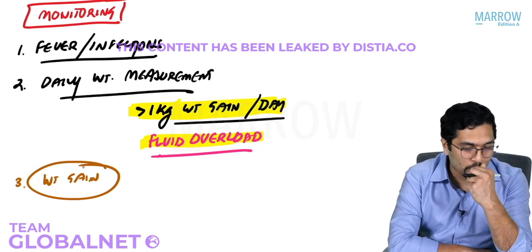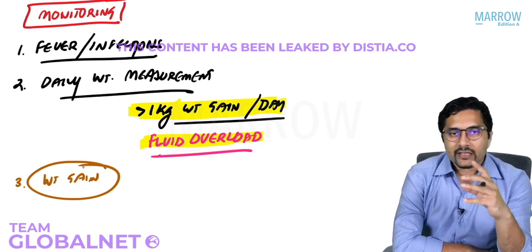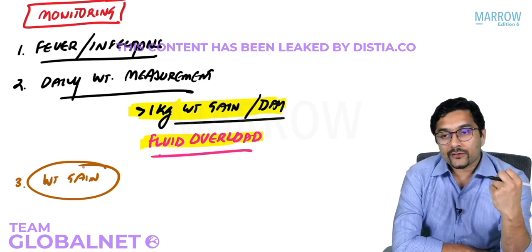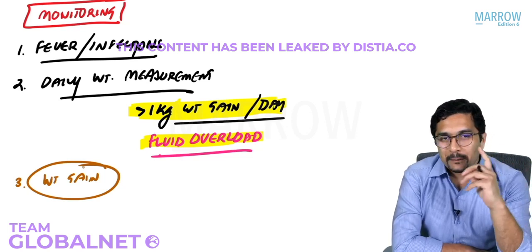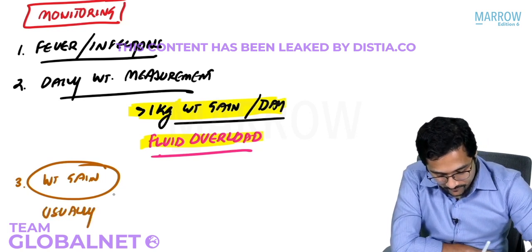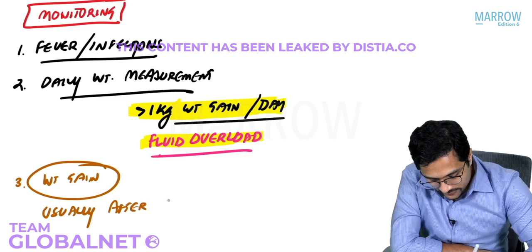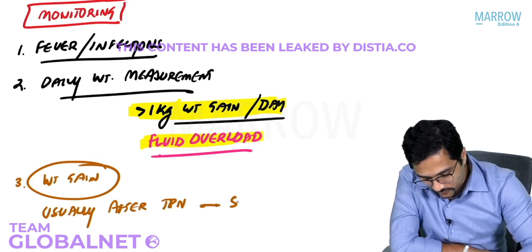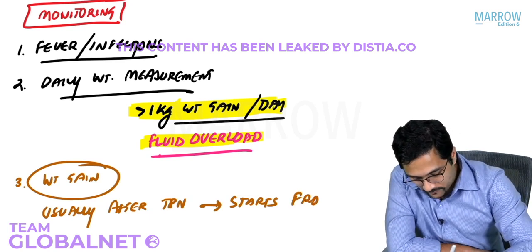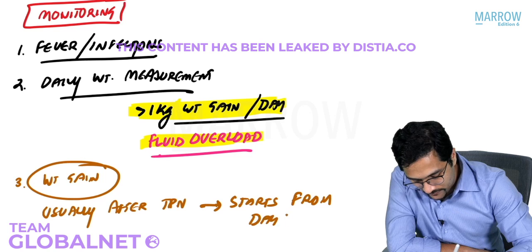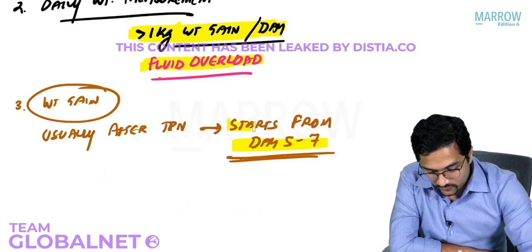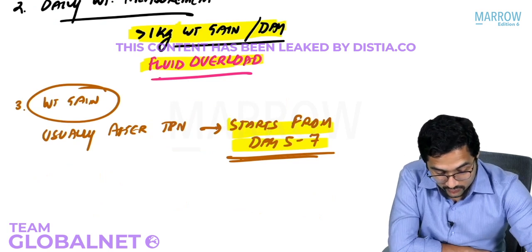Now, another thing which you need to remember is that weight gain, when you start the patient on TPN, the relatives would think that the patient will start gaining weight from the next day, right? And TPN is expensive, so they think that it should act immediately, but that is not the case. Weight gain usually after TPN starts from the 5th to 7th day. Day 5 to day 7 is when the weight gain is going to start. It does not start from day 1. So that is another thing which you need to remember.